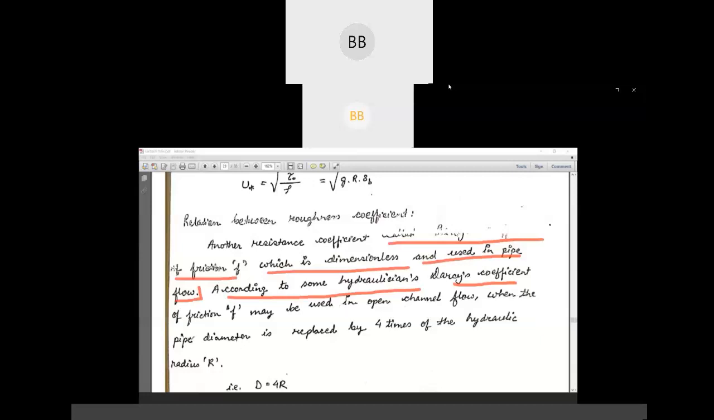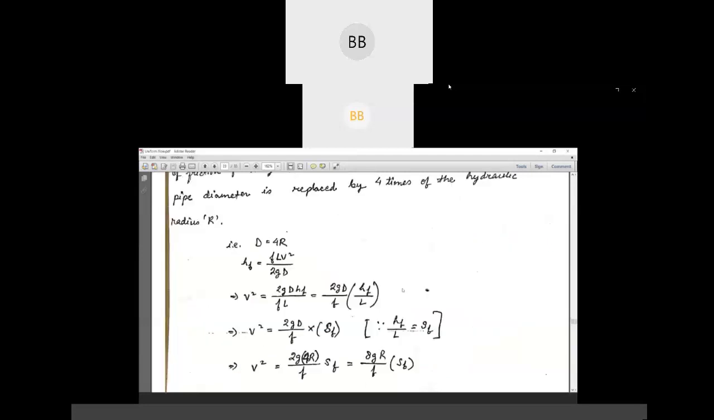when the pipe diameter is replaced by 4 times the hydraulic radius R. That means the diameter is D. If we replace the diameter by 4R, we can use Darcy's coefficient also, as a friction factor. So here we all know hf equals f L V square by 2 g D. They are talking about this capital D; in place of D, we can write 4R. You can write these expressions.